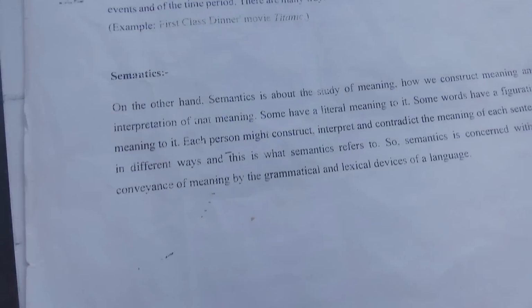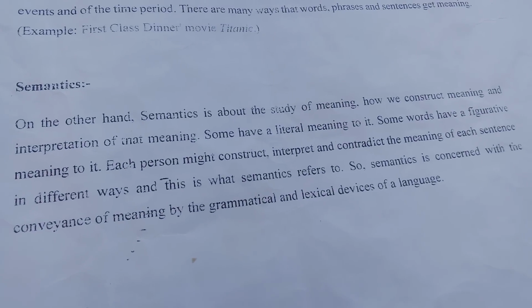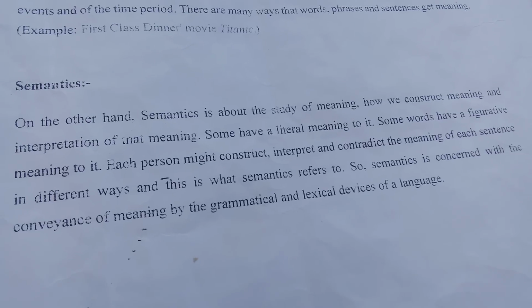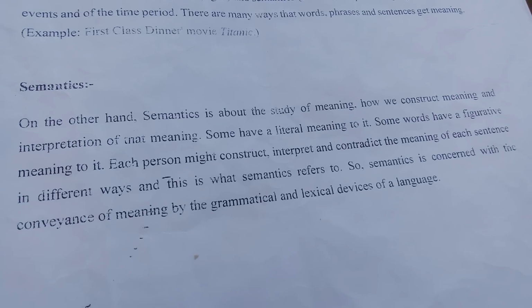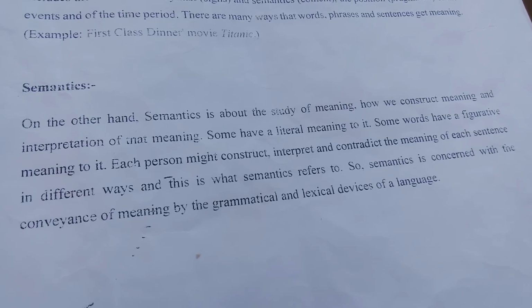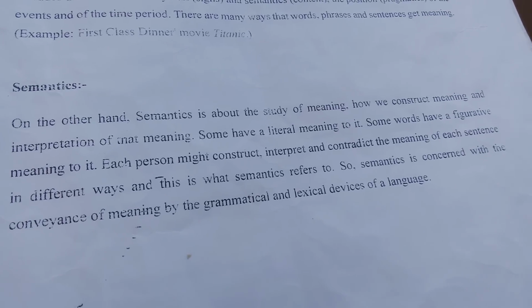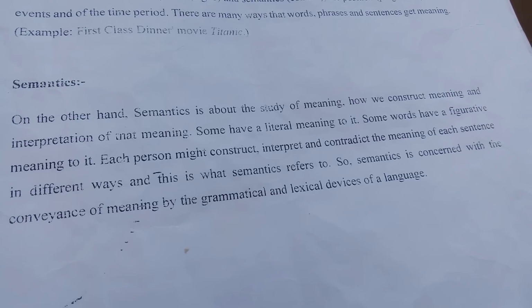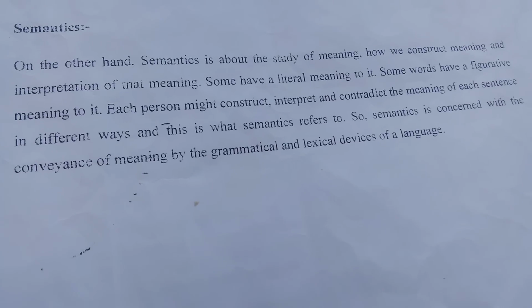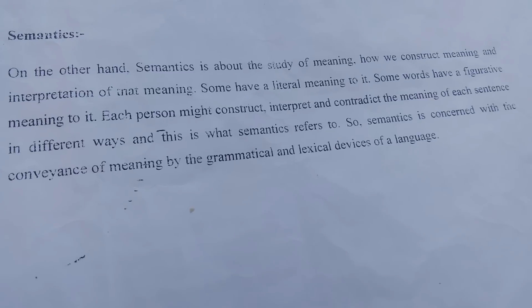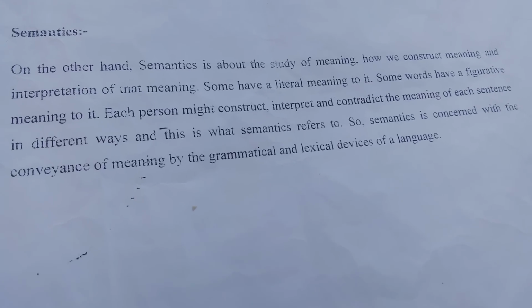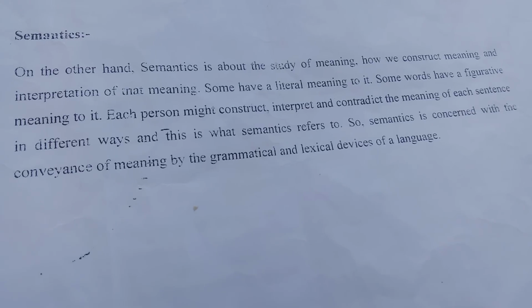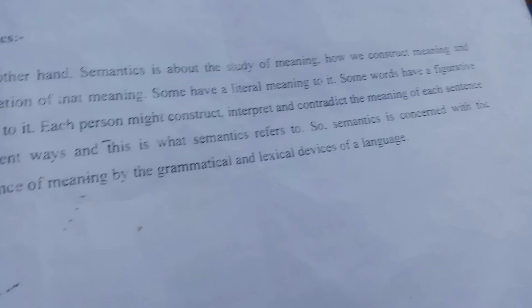Next is semantics. On the other hand, semantics is about the study of meaning, how we construct meaning and the interpretation of that meaning. Some words have a literal meaning, some words have a figurative meaning. Each person might construct, interpret, and contradict the meaning of each sentence in a different way, and this is what semantics refers to. So semantics is concerned with the conveyance of meaning by the grammatical and the lexical devices of a language.